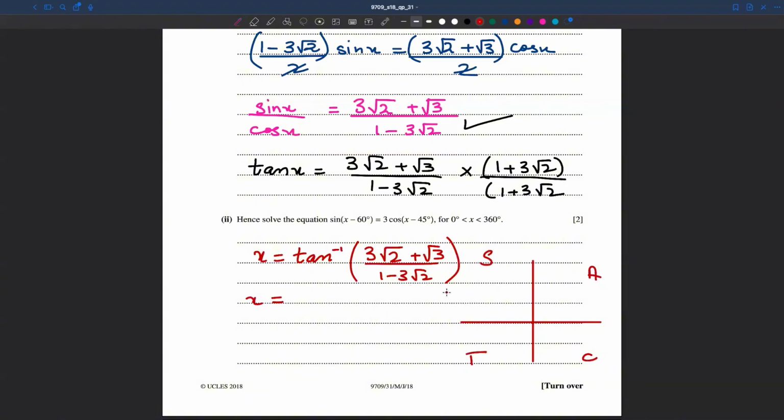Minus 61. Let's consider the positive value, 61.5, but we'll take it in the negative quadrants. So this is 61.5 and this is 61.5.